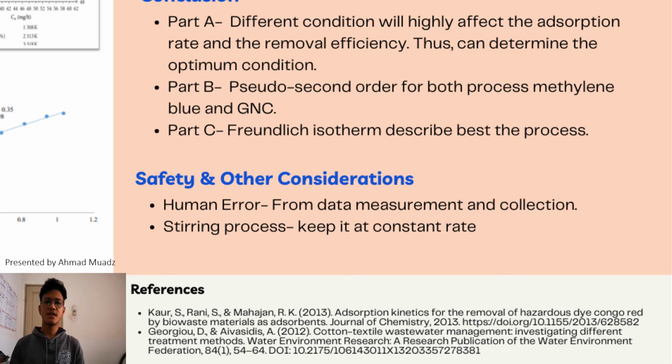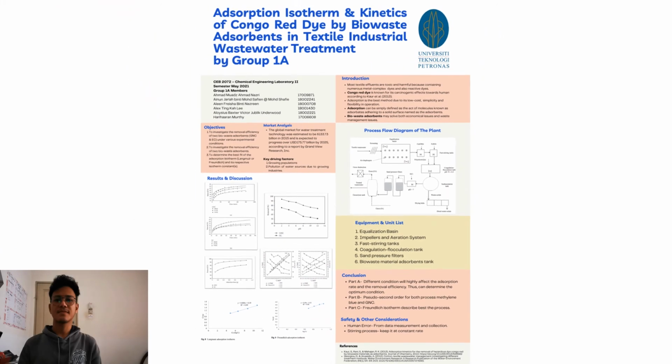For the safety and other considerations, the first one, we need to consider the human error, since it involves lots of measurement and data collection and also calculation. The second one is about the stirring process for the methylene blue in order to keep it at a constant rate for each process.